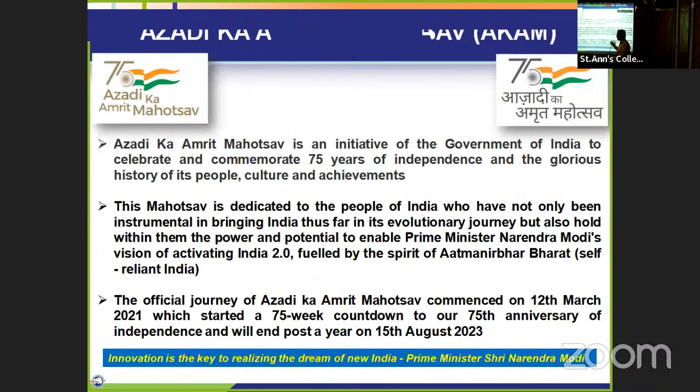Azadi ka Amrit Mahotsav, Dr. Ishwar Murthy already briefed about it. This is basically an umbrella under which we do several programs, several talks, and different programs in schools and colleges to make students excited about science. And this is a Government of India initiative. So we show this slide, and this was started on 12th of March by the Prime Minister. And it is a 75 weeks celebration till the Independence Day of 2022.